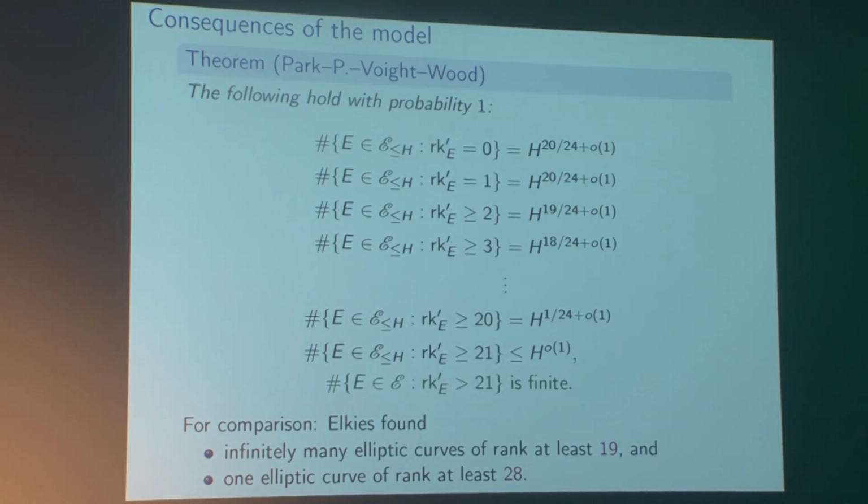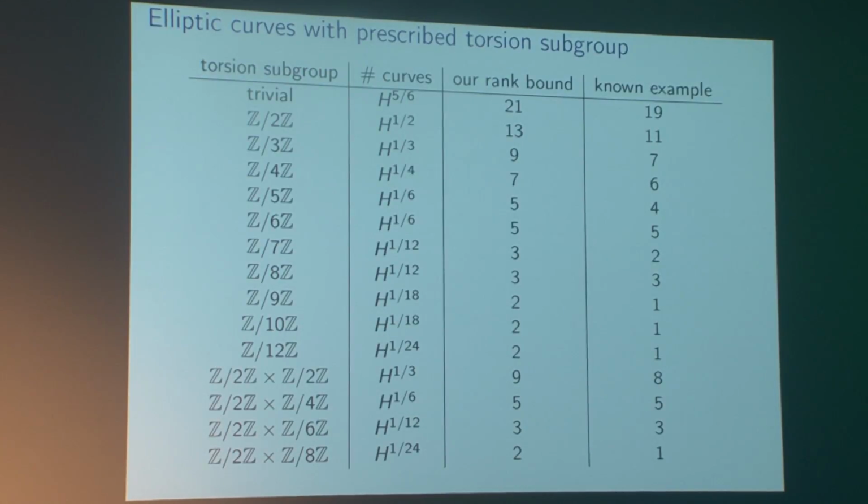And you can also ask other questions. So let me move on to this other slide. Instead of looking at the family of all elliptic curves, you could fix a particular torsion subgroup. Remember I told you that there's this list that Mazur had of all the possibilities for the torsion subgroup. And so you can stratify it. You can separate the count out according to the torsion subgroup. If you look at all the elliptic curves whose torsion subgroup is Z mod 6Z, they're not h to the 5/6 anymore. They're more like approximately h to the 1/6 of those elliptic curves.